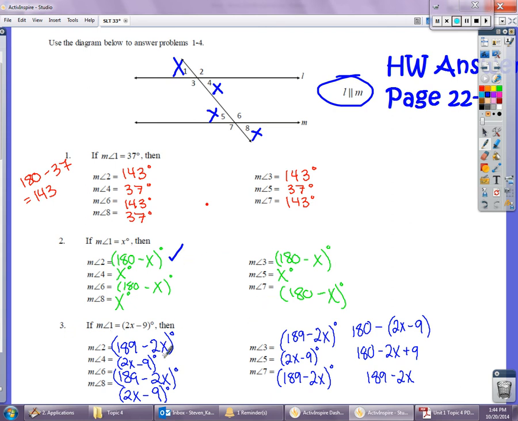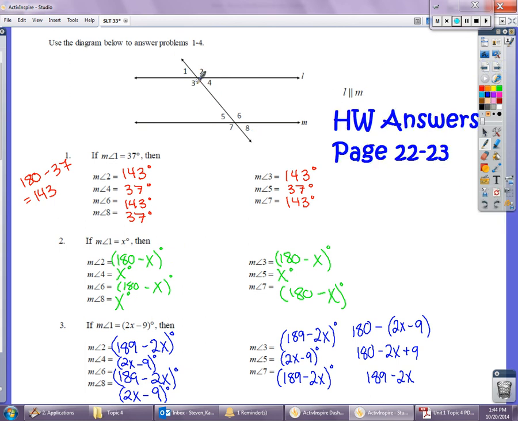Number 3 is done pretty much the same exact way. Once you know angle 1 is 2x minus 9, all the other equal angles are 2x minus 9. To get the angles that aren't equal to that, you would just do 180 minus, and then in parentheses, 2x minus 9. When you distribute the negative sign, you actually end up getting a positive 9 and a negative 2x, which you could write as 189 minus 2x or negative 2x plus 189. But I got that from doing 180 minus (2x minus 9).